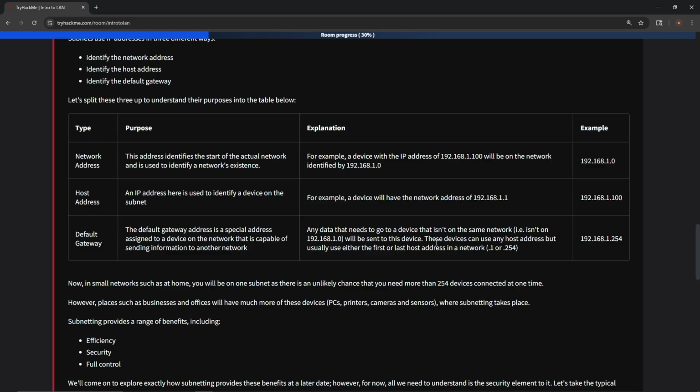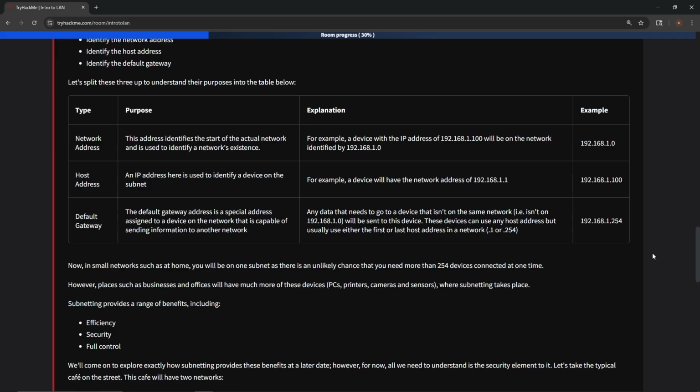These devices can use any host address, but usually use either the first or last host address in a network. So either 1 or 254, even though the first and last are 0 and 255. But at this point, let's just take their word for it.